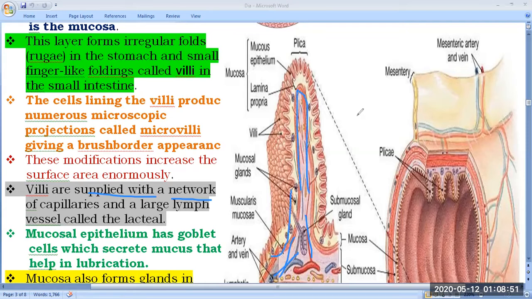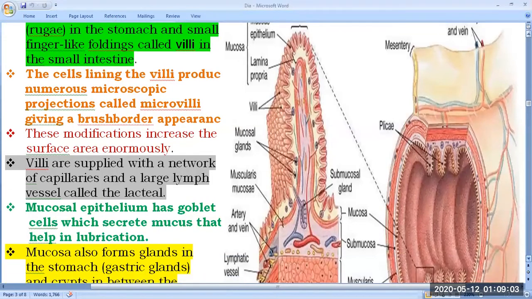Okay, so next one, mucosal epithelial. If you see, what it has given, mucosal epithelial has goblet cells. Goblet cells, you know, involve in the secretion of mucus. And what is the function of mucus? It helps in the lubrication.